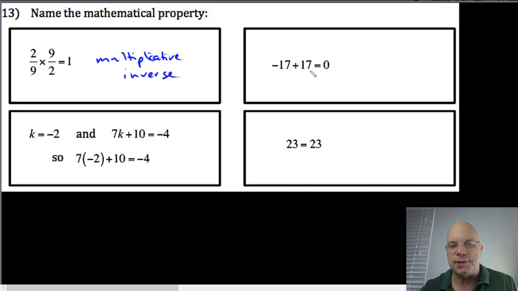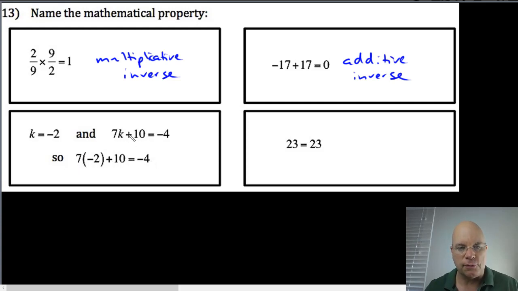Here we're adding opposites to get a sum of 0, that's the additive inverse. You have to look at this next one to see what's going on. If k is -2 and 7k plus 10 equals -4, then 7 multiplied by -2 plus 10 equals -4. The variable k is being substituted for its equivalent value, -2. So this one is showing you substitution.